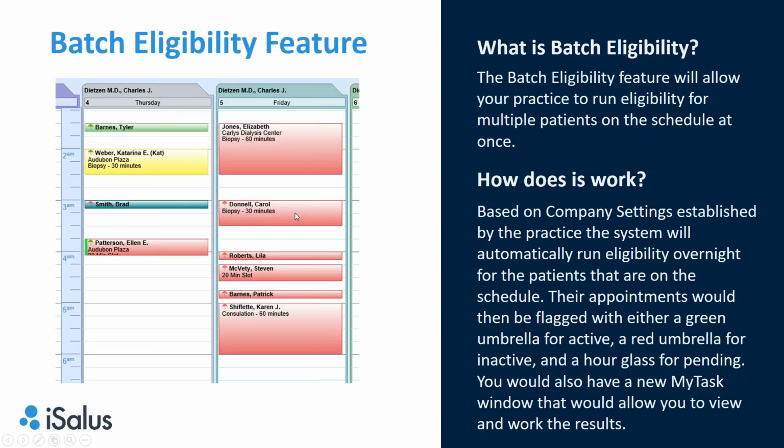If there's an hourglass, that means that it is in the process of pending. There is also a new addition to the My Tasks list that will be available to you to cover the batch eligibility as well. You do not necessarily have to use this option again if you want to.